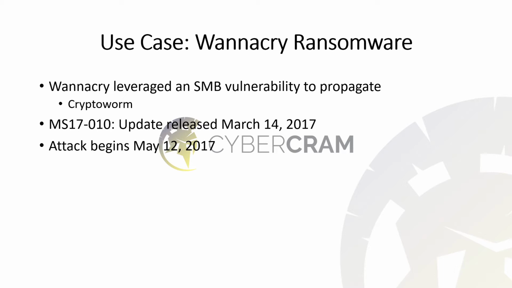It used the MS17-010 vulnerability to propagate. Some of you may know that's often referred to as one of the EternalBlue vulnerabilities that supposedly a group of hackers got from the NSA. An update for this vulnerability was released on March 14th, 2017, and about 2 months later, attacks began. So note that timeline: updates were released in March, attacks began in May, meaning that you could have patched in that 2-month window before the attacks began. So keep that in mind.